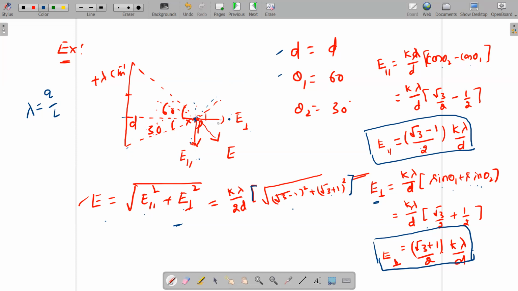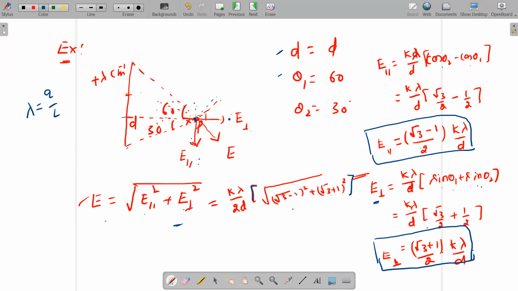So E perpendicular will be along horizontal only, to the right. E parallel is parallel to the conductor and it is downwards because of that. The upper part of the conductor relative to the perpendicular line is actually the dominant one.